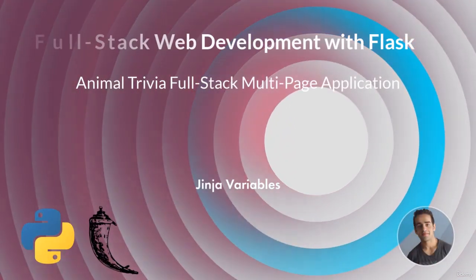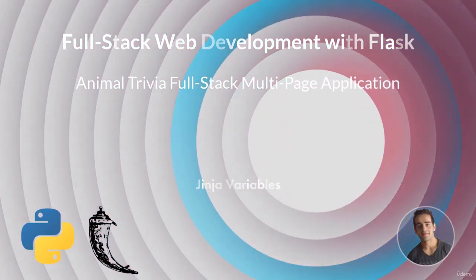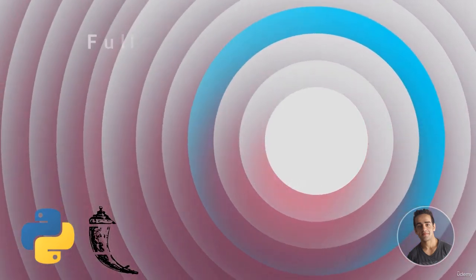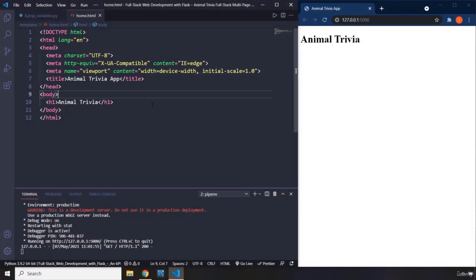Hi everyone, in this lecture we are going to talk about Jinja variables. So far we have talked about what Jinja is. Jinja is basically a templating engine. It allows us to create templates. Now this web page that you're seeing right here, this HTML structure, is not actually an HTML file. This is a template for an HTML file, which is used by Jinja. Now, the focus of this lecture is on Jinja variables.